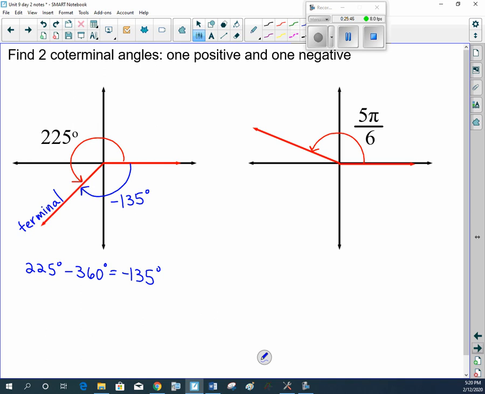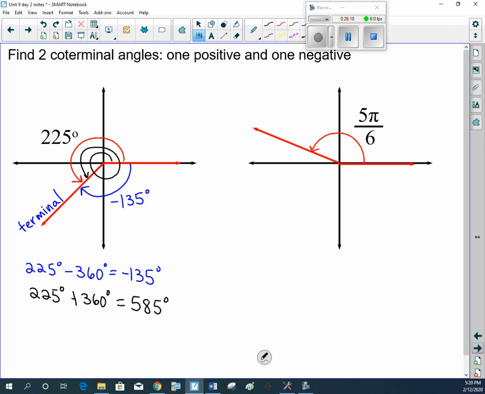Well, to get the positive one, I'm going to start on the initial side. I'm going to rotate all the way around one time, so that's 360, and then I'm going to add my 225. So I'm going to take my 225 and add 360 to it. And that will tell you another coterminal angle of 585 degrees.